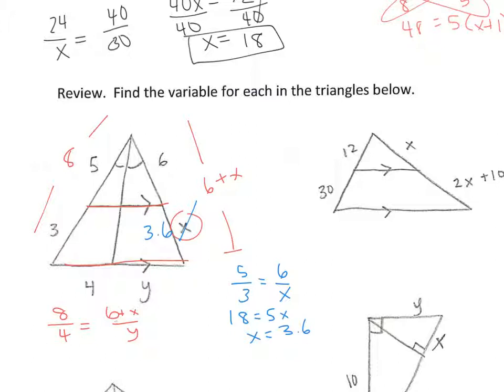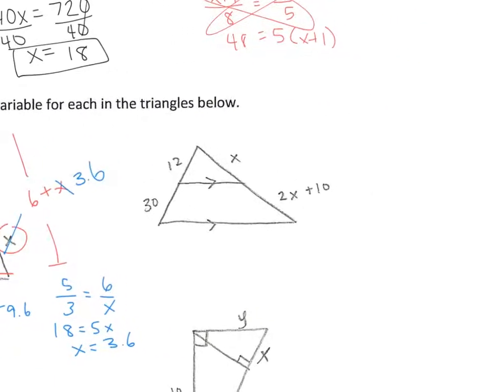Now I can use my strategy that I started out in red. So instead of writing x, I'm going to write 3.6. Same with right here. So this is going to turn into 9.6. So to solve for y, you're just going to do the cross product of that. Okay, and second one.